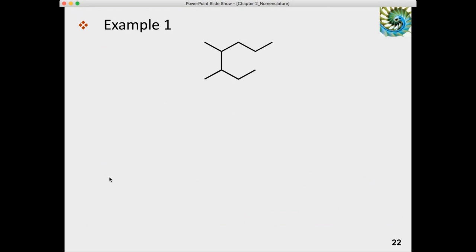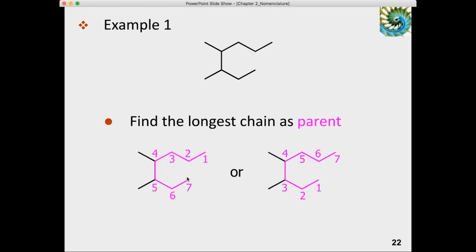Okay, so here is an example. Once we have learned all the basic rules, here is an example for naming a compound. First thing, as I said before, we need to find the longest chain. So let's look at different possibilities. Here we have 1, 2, 3, 4, 5, 6. 1, 2, 3, 4, 5. 1, 2, 4, 5, 6, 7. So clearly, the longest chain is the one in purple on the slide.